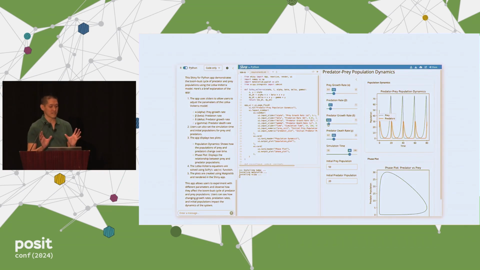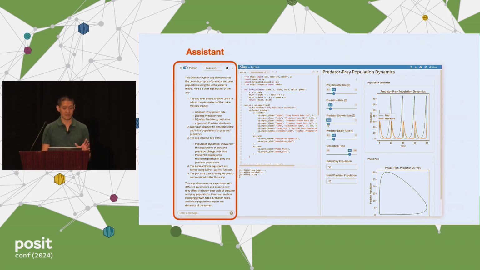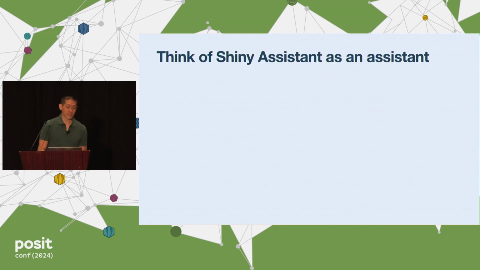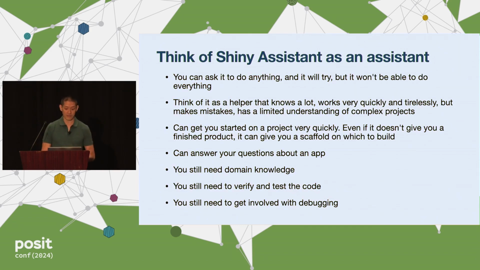Now, if you look at the Shiny Assistant interface here, there's really two important parts. There's the assistant, which is the chatbot, and then there's shinylive. And these two things working together make the whole Shiny Assistant. For the Shiny Assistant part, it's really useful to think of it as an assistant. So you can ask it to do anything, and it'll try to do it, but it won't be able to successfully do everything.